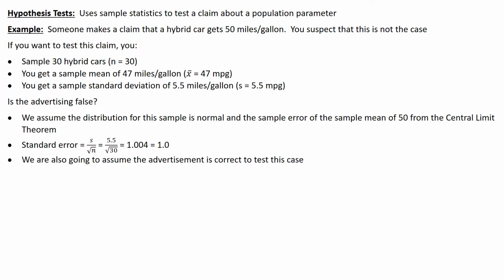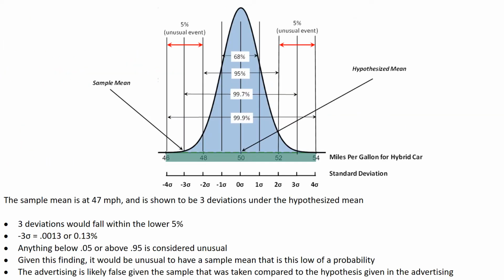Now, our standard error, because it's a small sample, is s, which is our sample deviation, divided by the square root of n, the number of samples. So it's 5.5 over the square root of 30, which is 1.004 for all practical purposes. We're also going to assume that the advertisement is correct in this case, until we're proven otherwise.